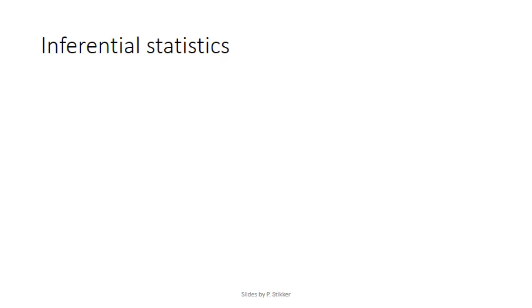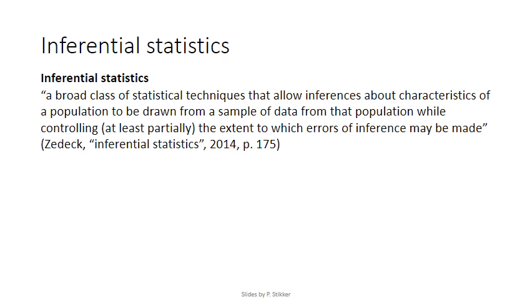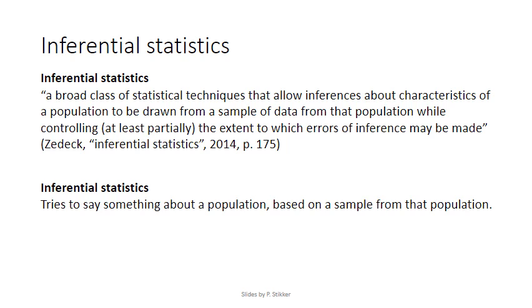So descriptive statistics tries to describe data only, but inferential statistics actually tries to make an inference based on a sample. Again, the APA Dictionary of Statistics and Research Methods has a rather long definition for this. I usually summarize it as: inferential statistics tries to say something about a population based on a sample from that population.